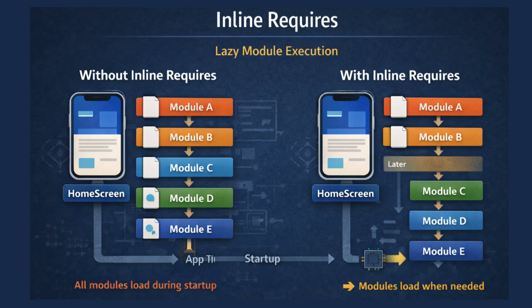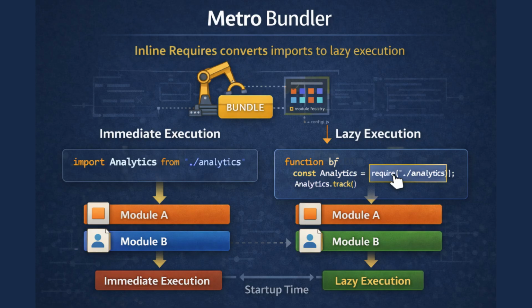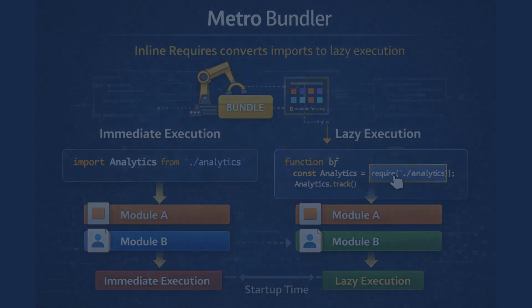Inline requires changes when modules are executed. Instead of loading modules during startup, they are loaded only when they are actually used. This technique is called lazy module execution. When inline requires is enabled, Metro transforms imports during bundling. For example, this code, import analytics from analytics, normally loads the module immediately, but Metro rewrites the code internally. So the module loads only when accessed.